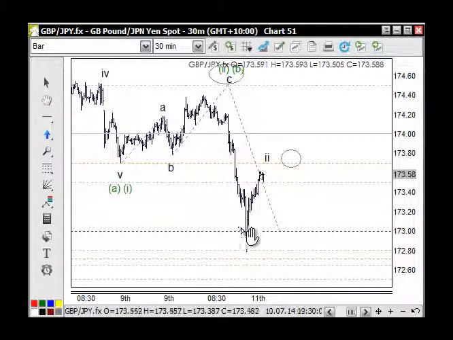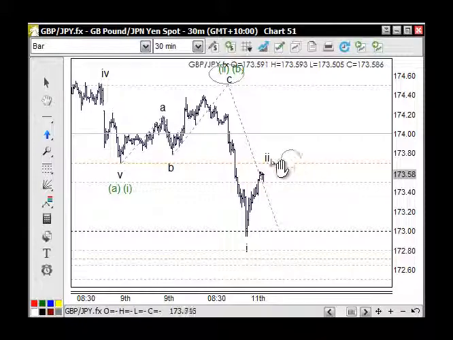I'm sure if you shorted here, you would have covered into the 173 area anyway. But if not, then look for weakness in here. Any weakness on this side here, then we'll be seeing a larger move to the downside from here. Let me just check on the pound actually.